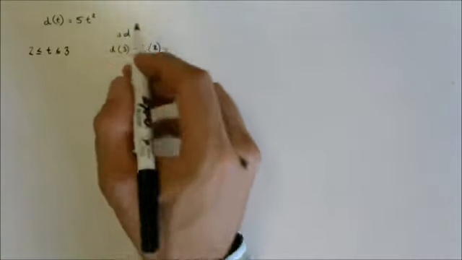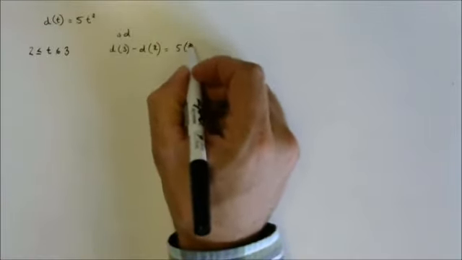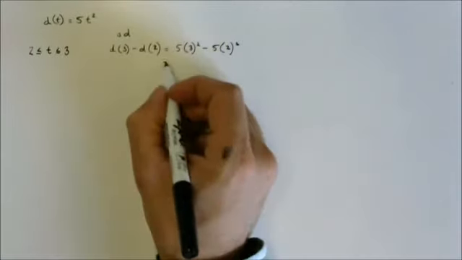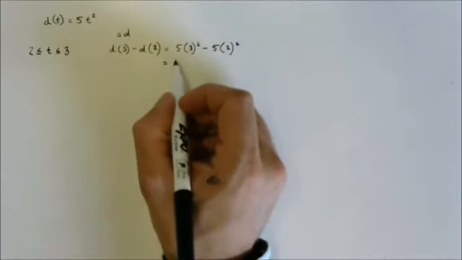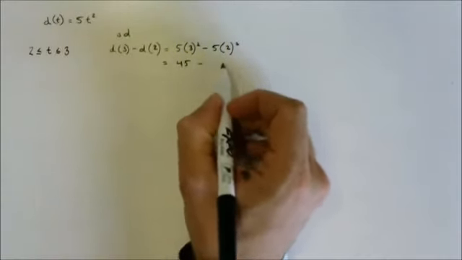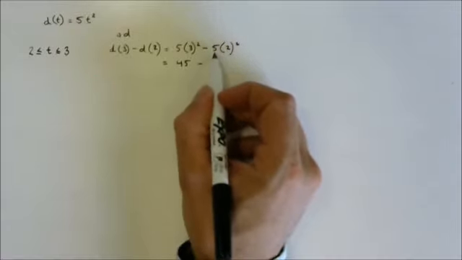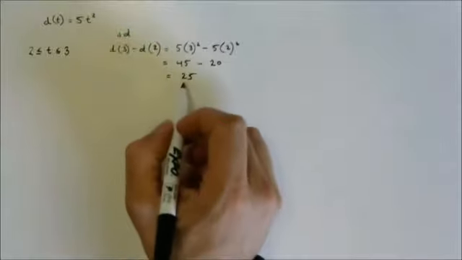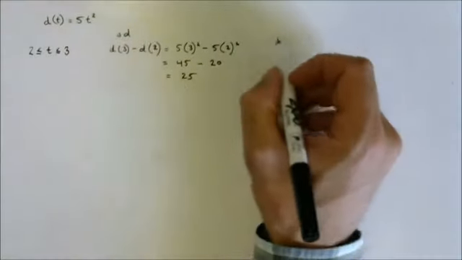So our function is 5t squared. So we've got 5 times 3 squared minus 5 times 2 squared. 3 squared is 9 times 5 is 45. 2 squared is 4 times 5 is 20. That gives us that the change in distance is 25 meters.